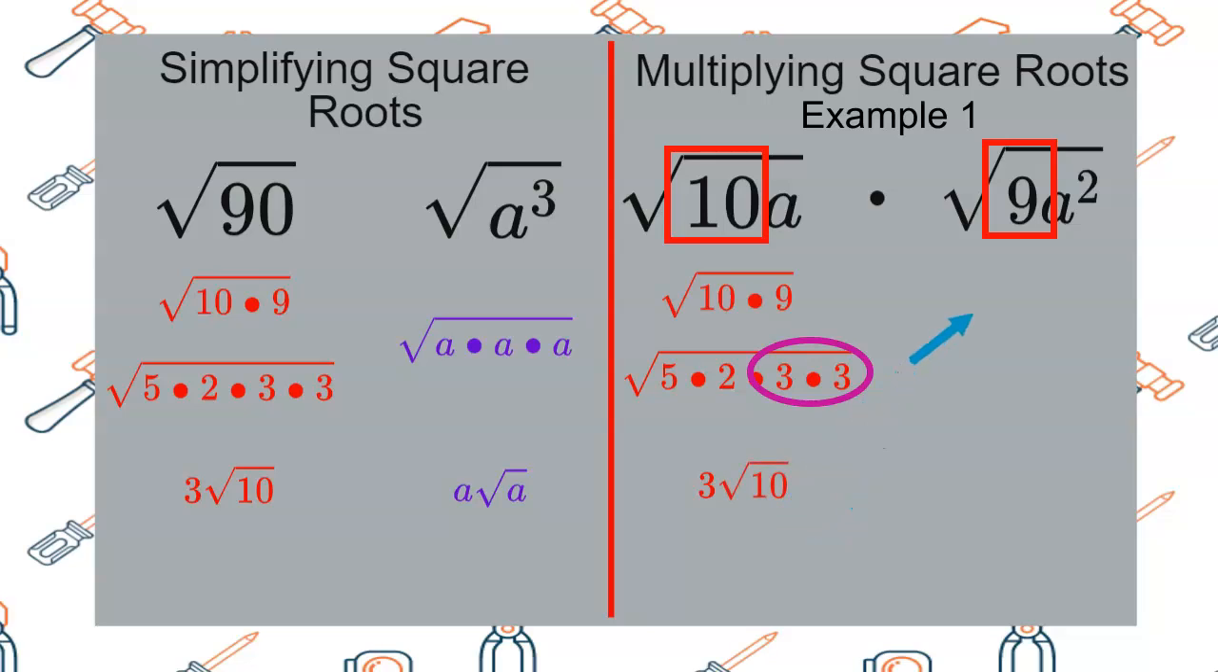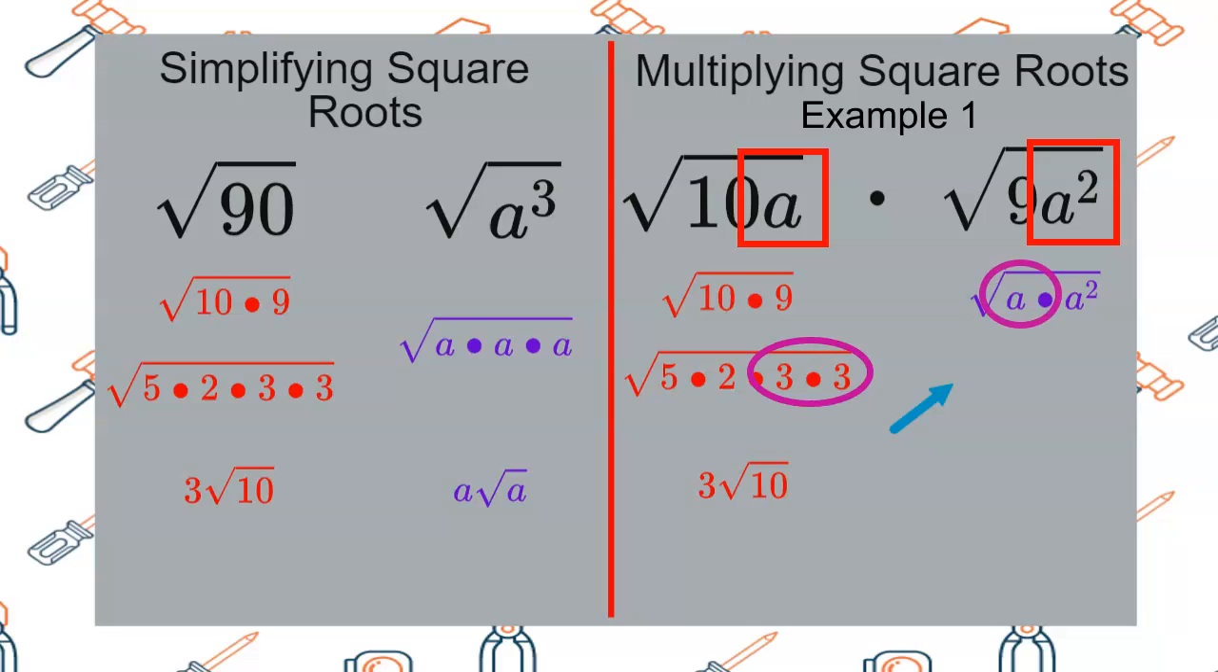Next, we'll simplify the variables we have under the radical. So we'll put a times a squared under the same radical. Once again, we'll list out the prime factorization of a times a squared. A is already a prime factor, so we'll bring this down. But in order to get a squared, we can multiply a times a, so we'll bring this here.